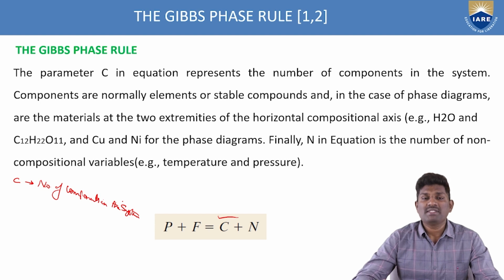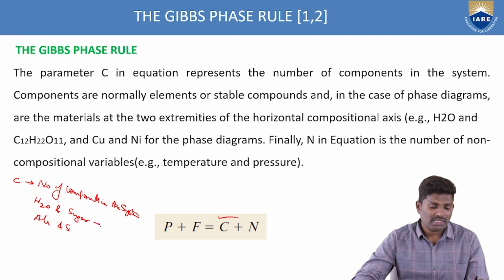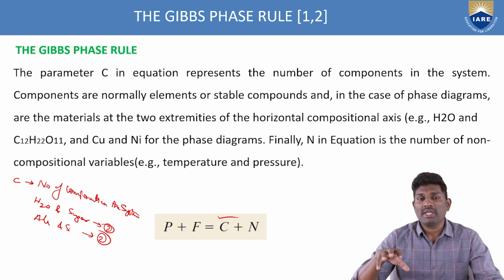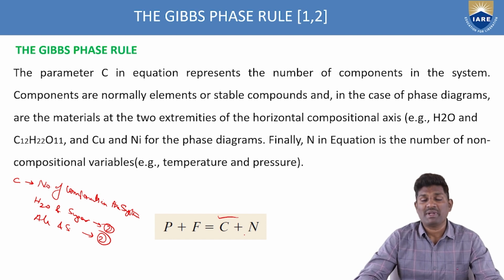Number of components in the system means, in the previous cases we have seen some examples of water and sugar, and aluminum and silicon also we have taken as an example. So here how many components do we have? In this we have two, in this also two. So how many components are existing in the system? That also we have to take into consideration. That is the C value in the Gibbs equation we have. So this C represents the number of components present in the system.